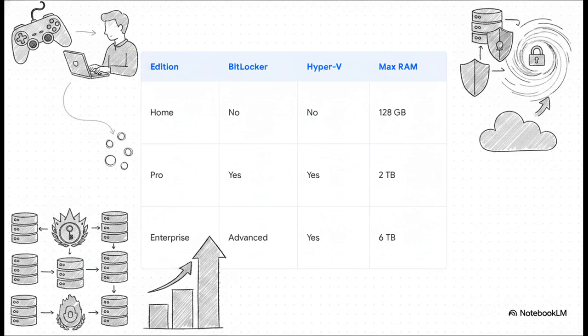Next, we have the cyber student, or the power user. For you, you absolutely need Windows Pro. Pro unlocks Hyper-V for creating your own virtual machine labs, it gives you Windows Sandbox for safely testing sketchy files, full BitLocker encryption, and it bumps that RAM limit up to a massive 2 TB.